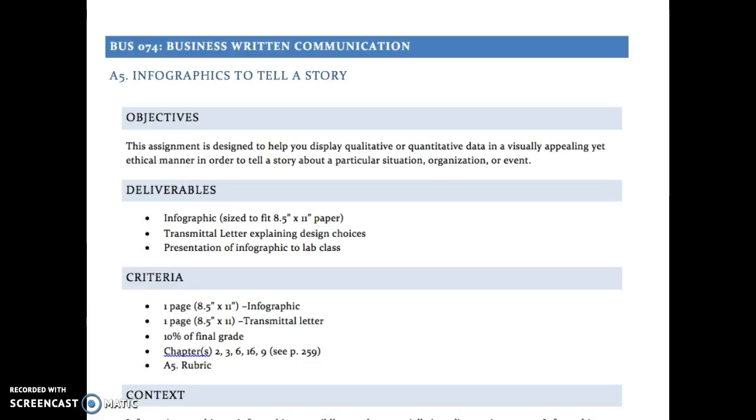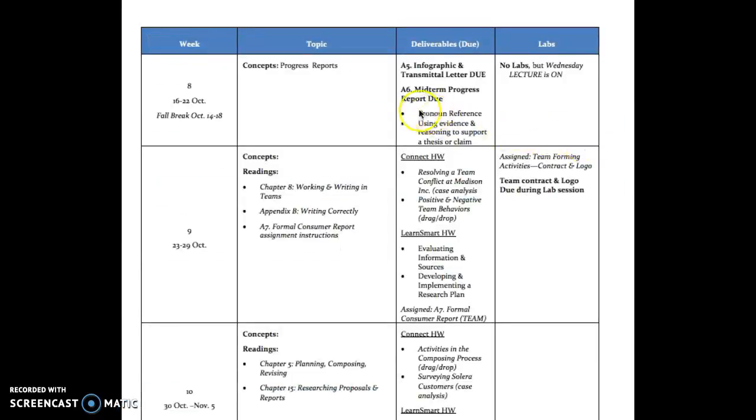So the assignment 5, infographics with its accompanying transmittal letter, is due this Friday. However, I did want to point something out to you. There is an error on the syllabus. You'll notice that on the syllabus it lists pronoun reference and using evidence and reasoning to support a thesis or a claim as part of your McGraw work.